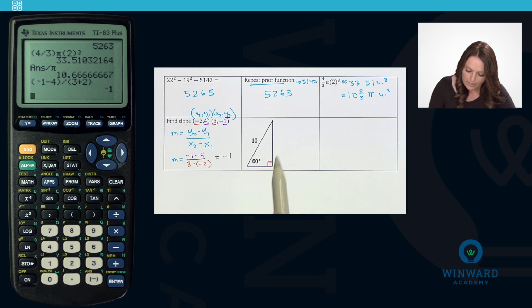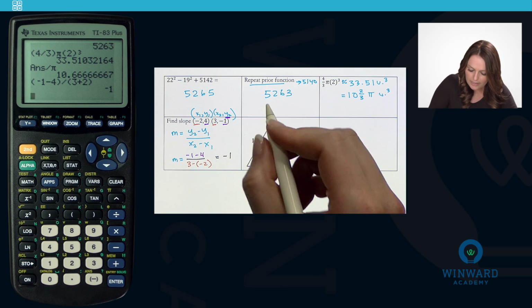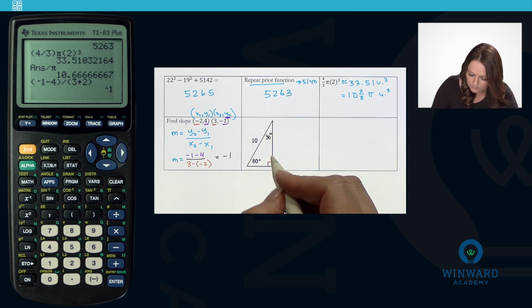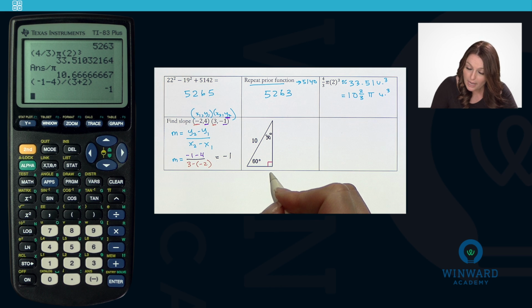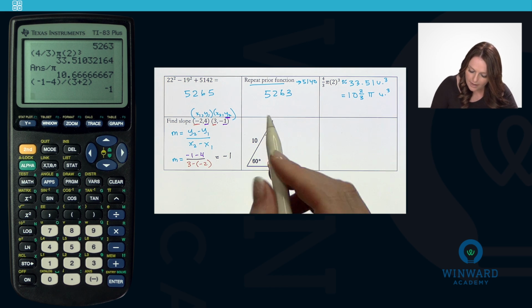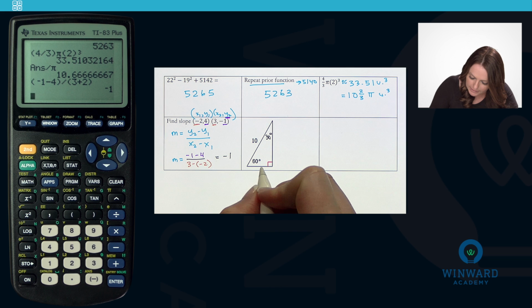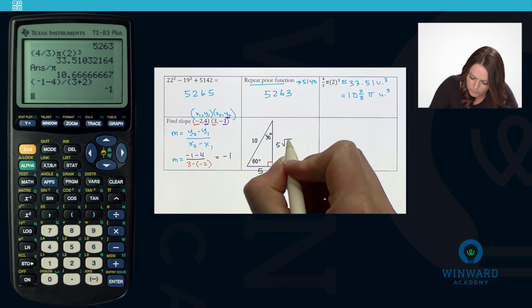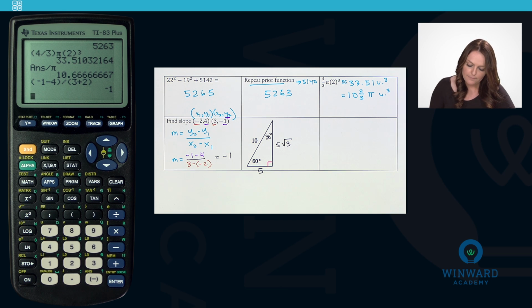Next one, we have a 30, 60, 90 triangle. Remember, we have a whole lesson on special right triangles. Remember that in a 30, 60, 90 triangle, what's opposite the 90 is 2x. That means that x is 5. Remember that what's opposite the 30 is equal to x. What's opposite the 60 is equal to x root 3, which was 5 root 3. Again, understanding this relationship in 30, 60, 90 triangles is really important. So if you need a refresher, be sure to do the special right triangles lesson.